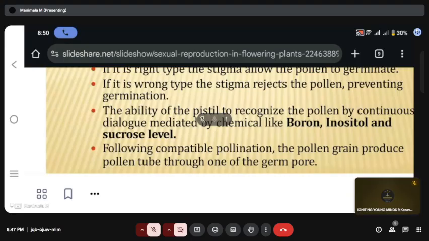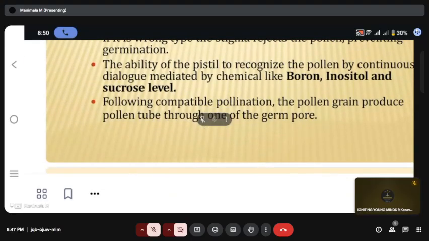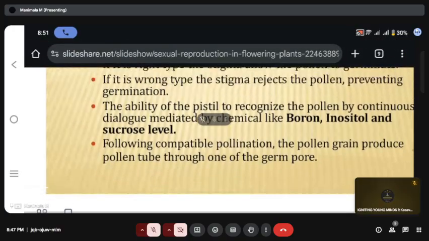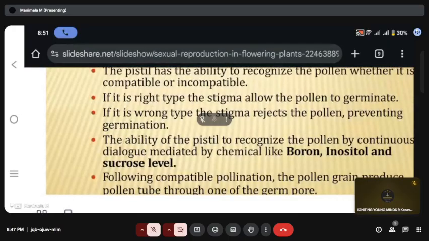How do they recognize it? This dialogue is mediated between the pollen and the stigma by chemical components. How does the dialogue take place between them? It is through chemical components that the dialogue happens between the two.